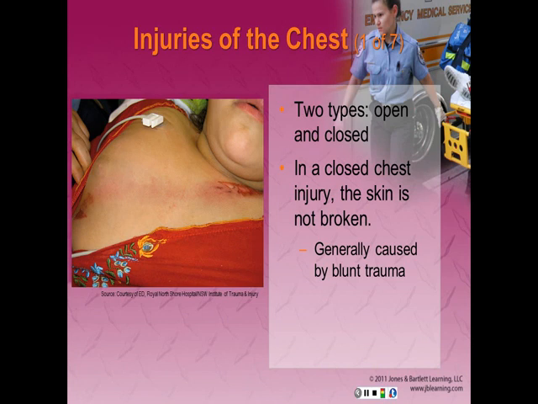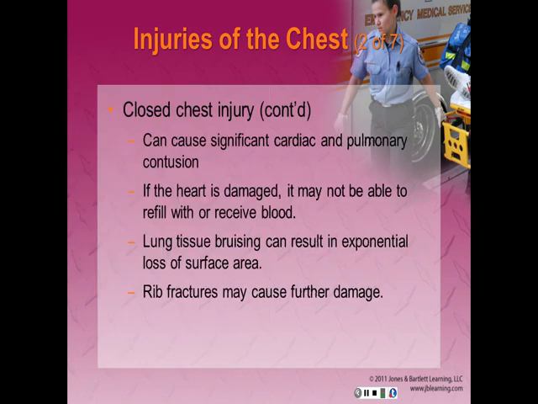There are two types of chest injuries, open and closed. In closed chest injuries, the skin is not broken. These types of injuries are generally caused by blunt trauma. They often cause significant contusions in cardiac muscle, called cardiac contusions, and lung tissue, called pulmonary contusions. If the heart is damaged, it may not be able to refill with blood, or blood may not be able to return to it, and this will result in cardiogenic shock.